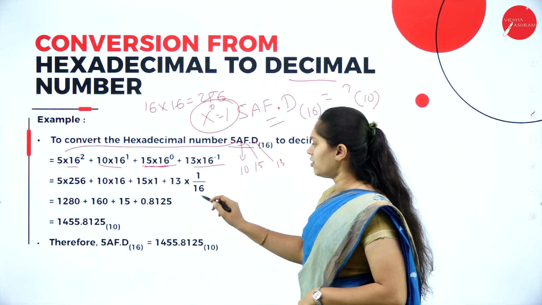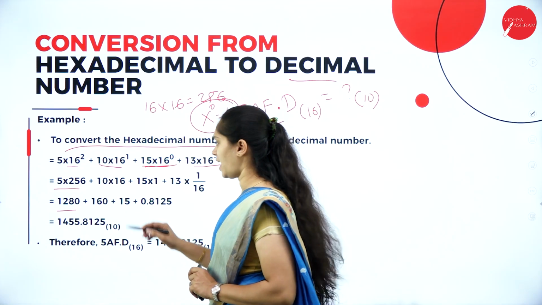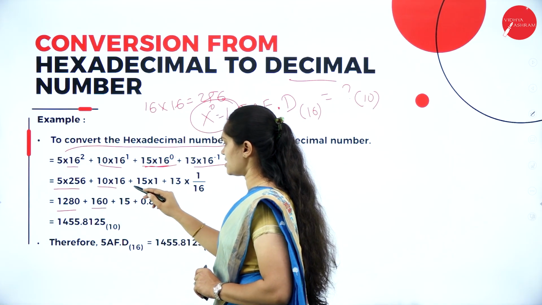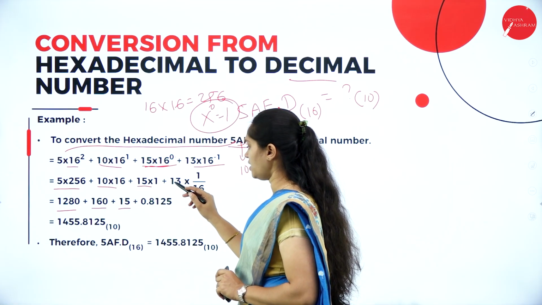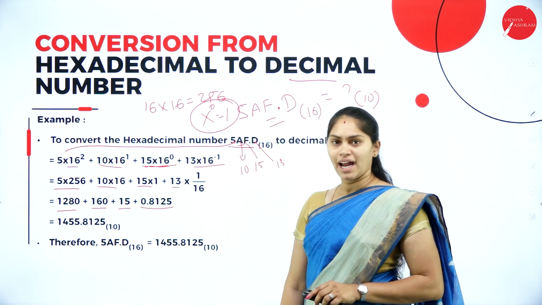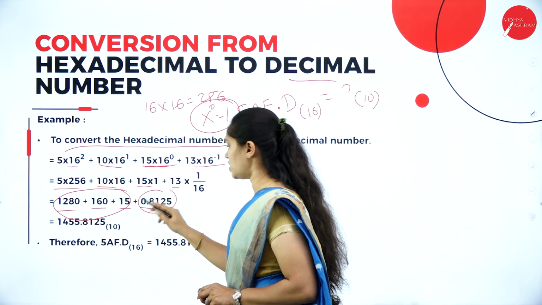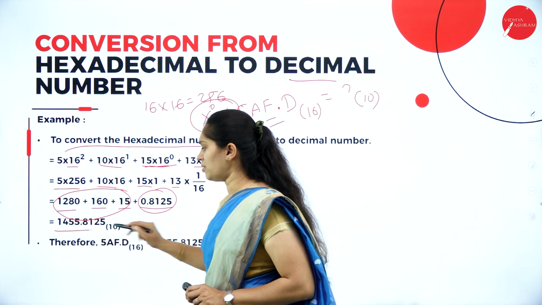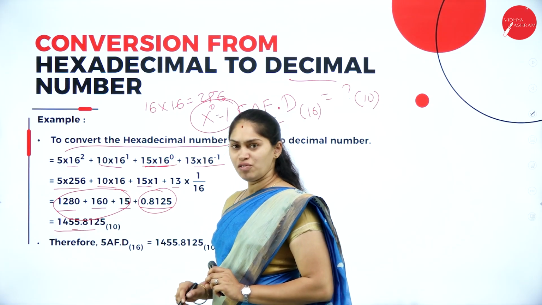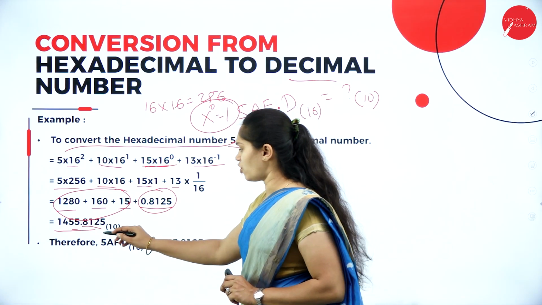So 13 into 1 by 16 here. Multiplying 5 into 256, I get 1280. 10 into 16 will be 160. 15 into 1 is 15. And here 13 into 1 by 16 is 0.8125. By adding all these together, and the fractional part separately, we get 1455.8125, which is of base 10.